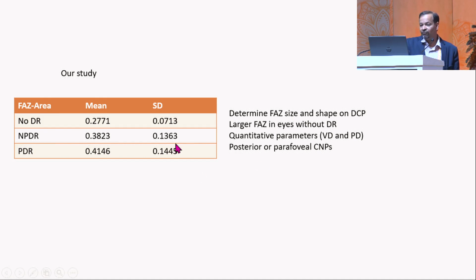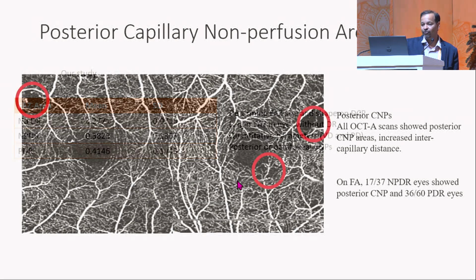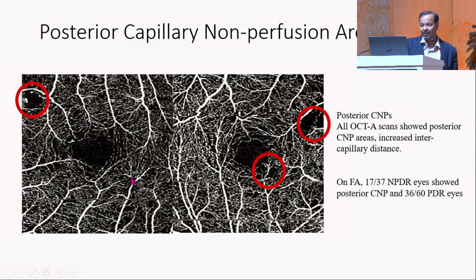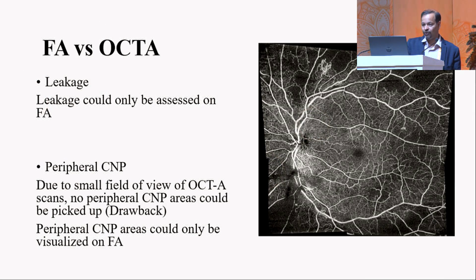Now what was very important here is that we could see something called posterior or parafoveal CNPs. This is a patient with minimal diabetic retinopathy and few microaneurysms, but you can see there are capillary dropout areas close to the fovea. These have been studied extensively, and people have found that whenever you have these posterior capillary non-perfusion areas, they signify that the patient is at high risk of progression to meaningful clinical diabetic retinopathy.